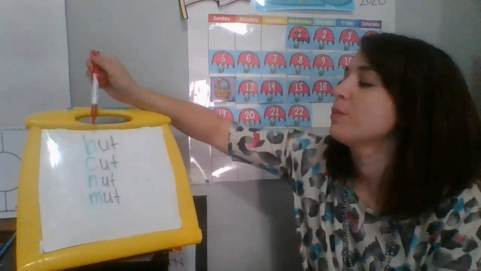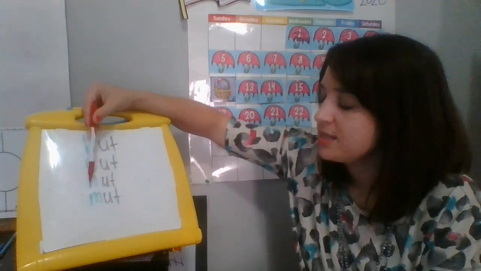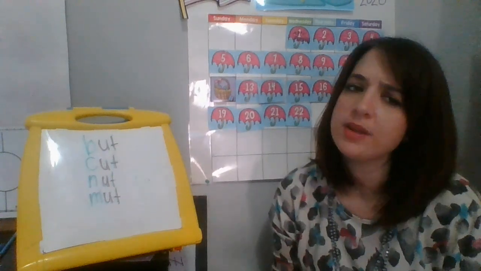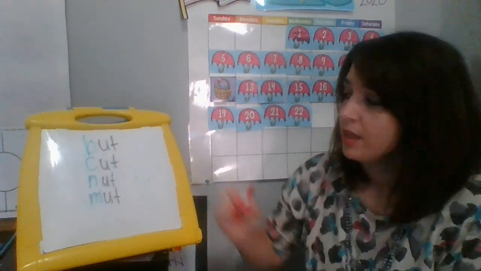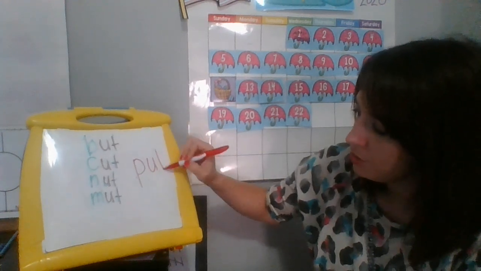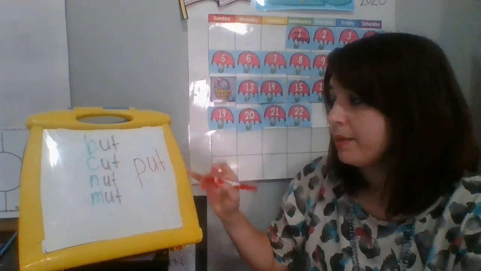So mutt. Let's read our words. But, cut, nut, and mutt. Very, very good. I'm going to show you another one, but this one's a little tricky. So if I do this, P, U, T, I could say putt.